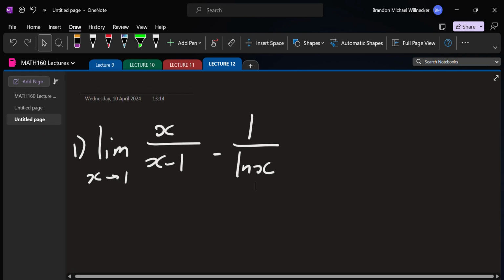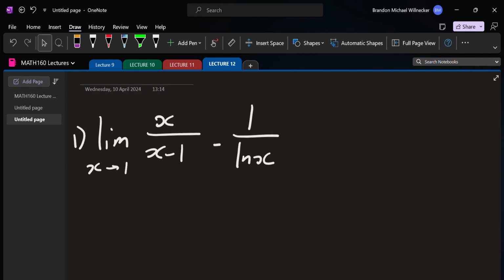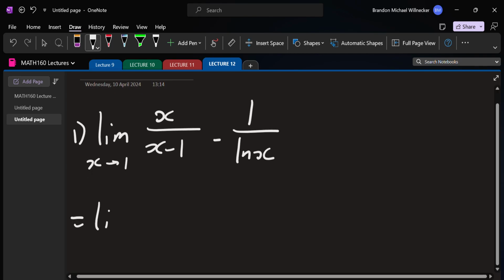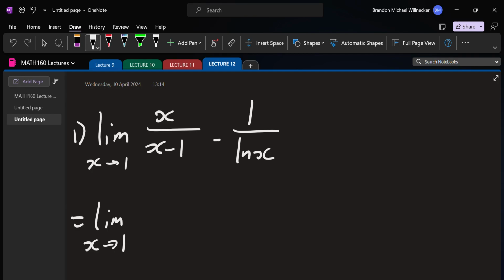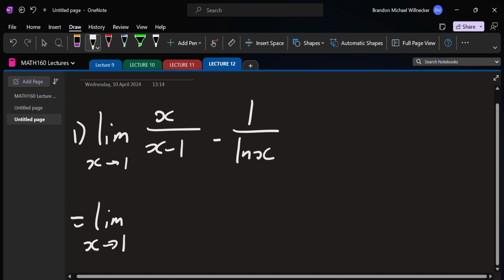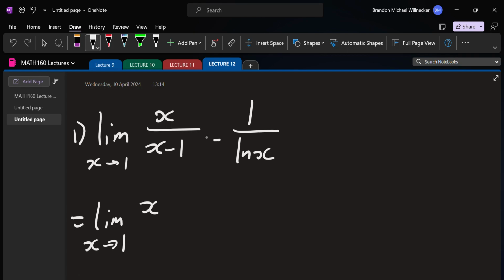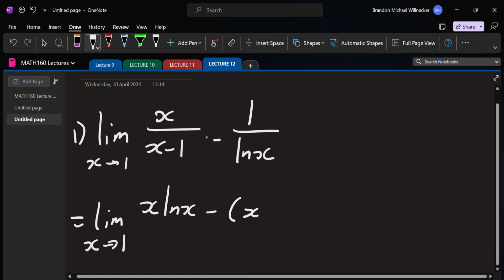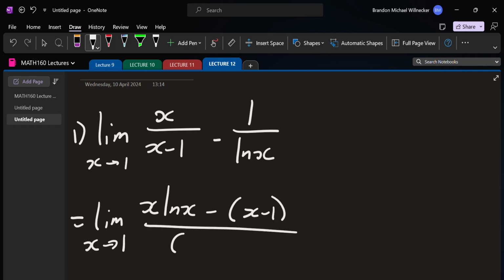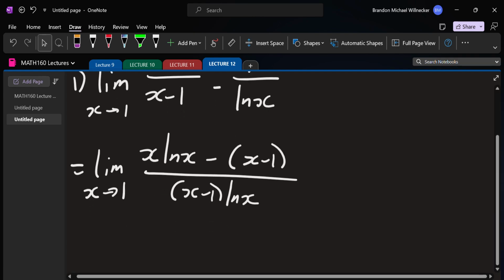Okay. The first step is to combine these 2 into one fraction. With them being 2 fractions, we get infinity minus infinity. It doesn't work. If we combine it into one fraction, it might be easier to work with. So let's do that. So here we have the limit, x goes to 1. How do we combine fractions? We need to find the common denominator. So cross multiplying, we get x ln x minus x minus 1 all over x minus 1 ln x.